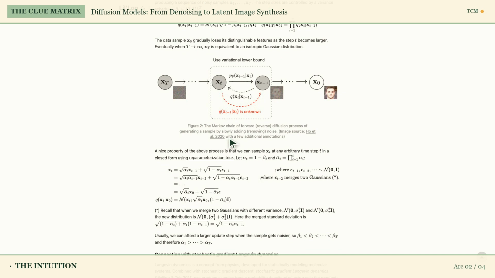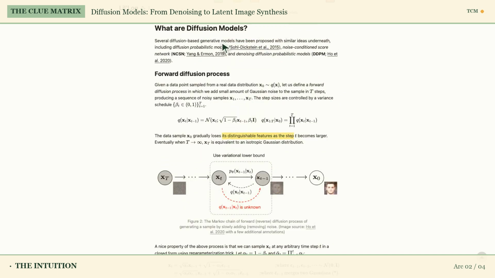Exactly. The image gradually loses its distinguishable features as the step t becomes larger. The key insight is, if we know precisely how this noise was added, can we reverse it to restore the original image? So the goal is to learn the unscratching process, going from random pixels back to a recognizable image by learning to remove the Gaussian noise step by step.